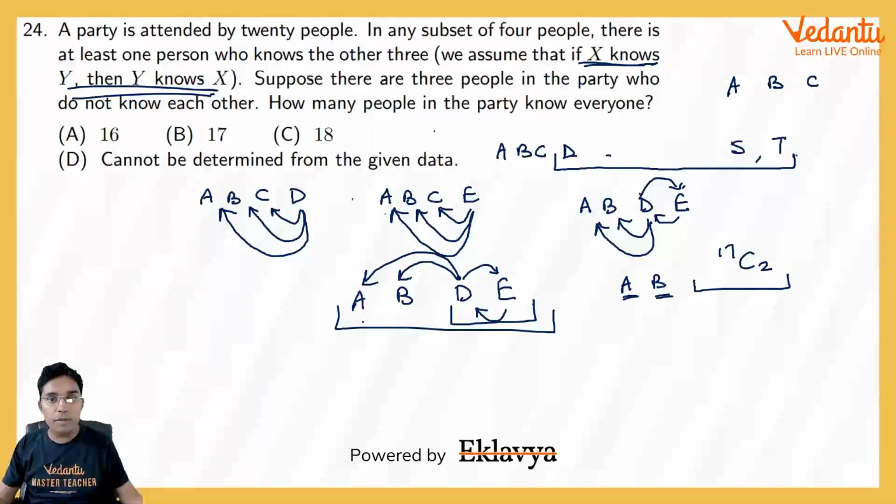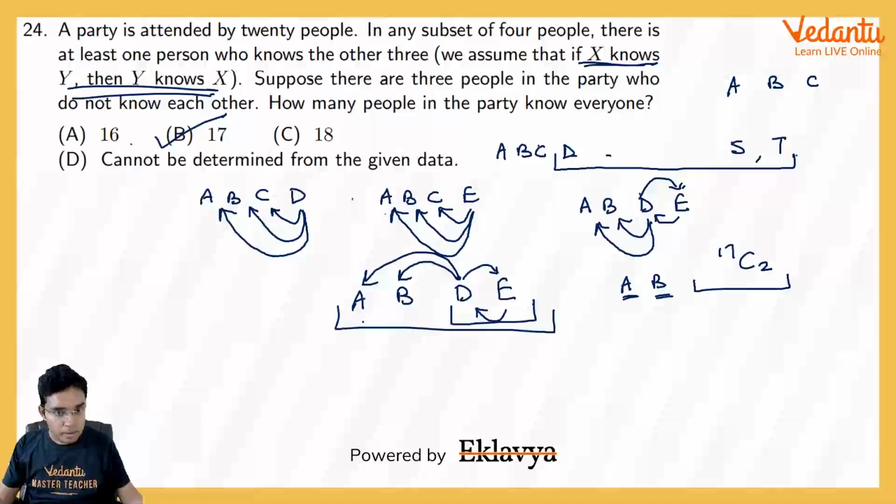So how many people in the party know everyone? So the answer will be B. Okay, it cannot be less than 17, it cannot be more than 17. More than 17 is out of question, because then C will have to know everybody. But we are given that C does not know A and B.